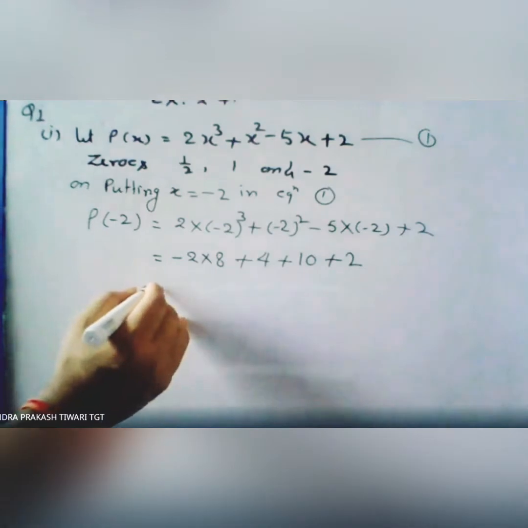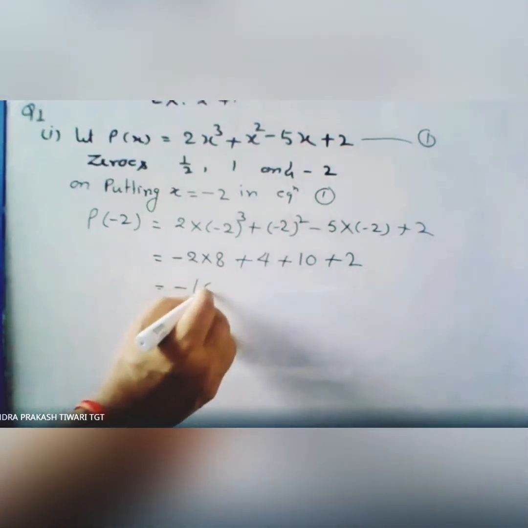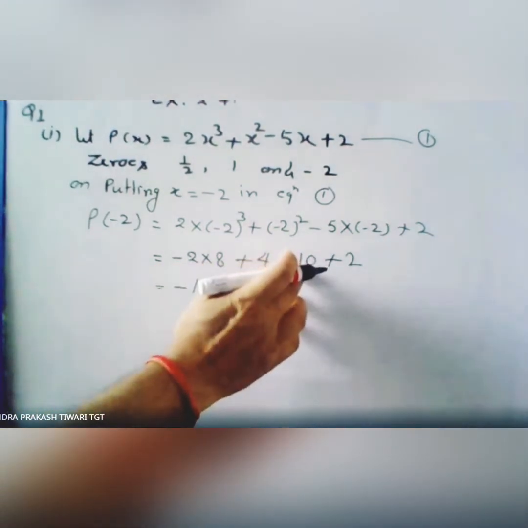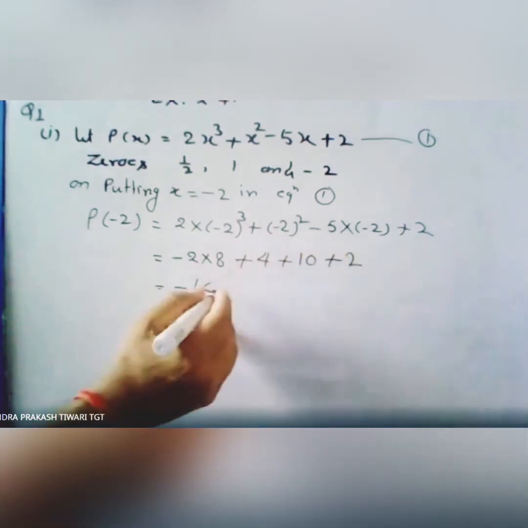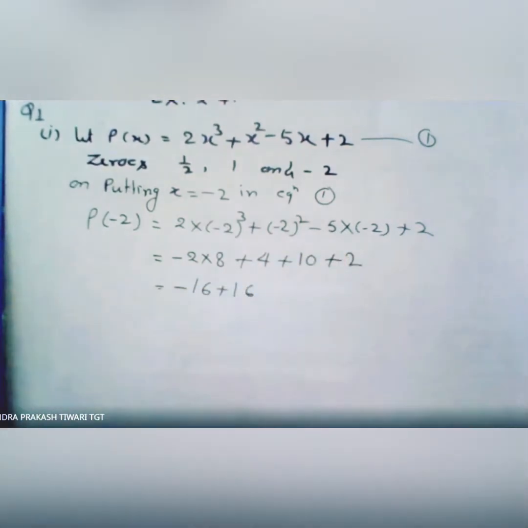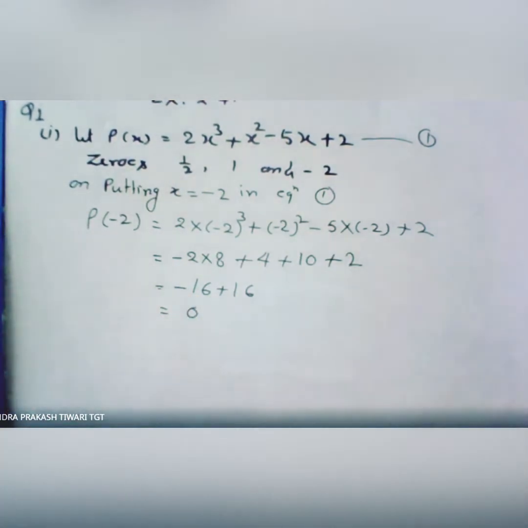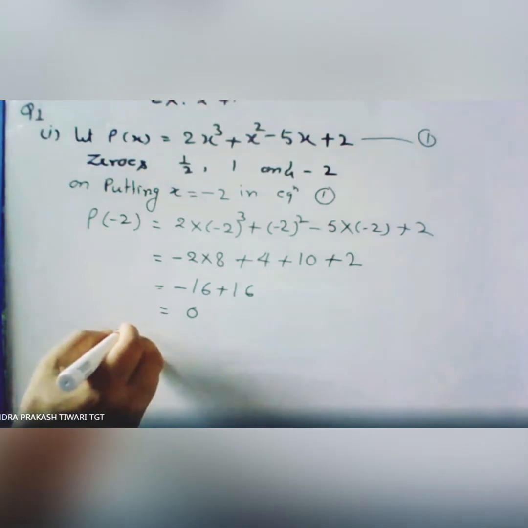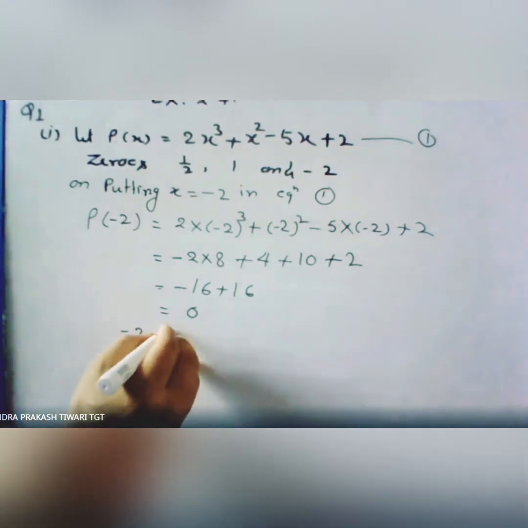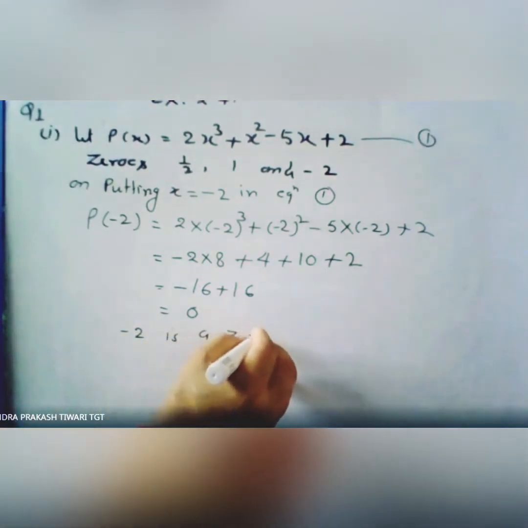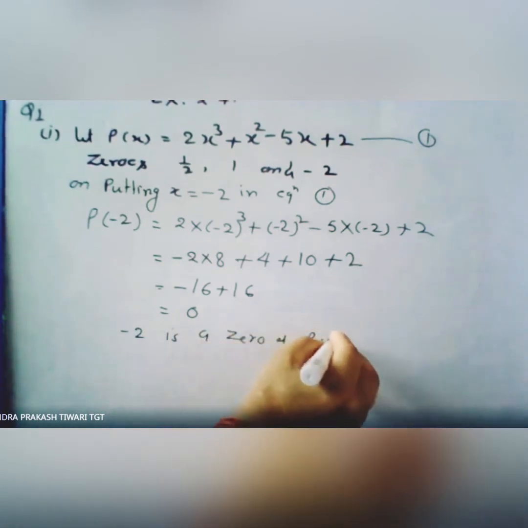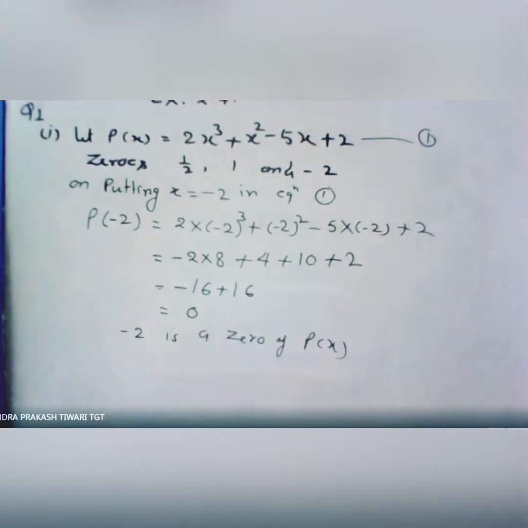So what you will get: 2 8s are 16 with a negative sign, and 4 plus 10 is 14, 14 plus 2 is 16. So this 16 has the positive sign. So minus 16 plus 16 means you will get 0. So we can say that -2 is a zero of p(x). So this is the verification. Verification has been completed. Now we will find the relationship.